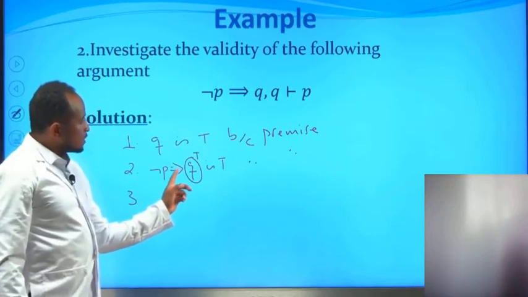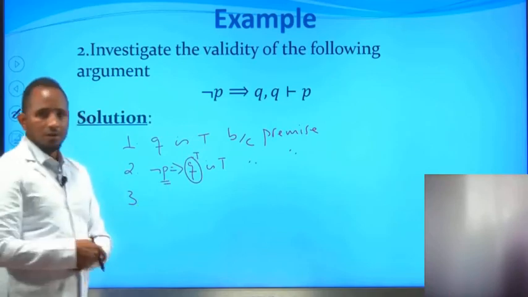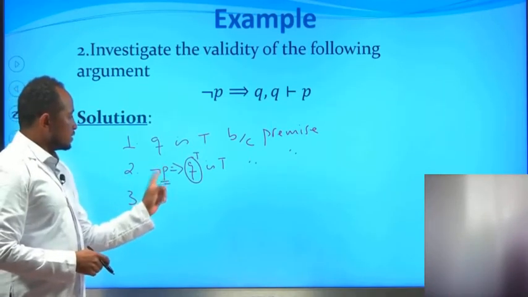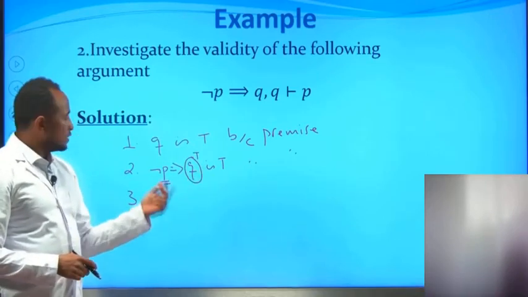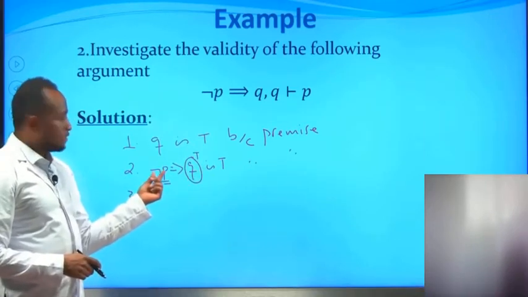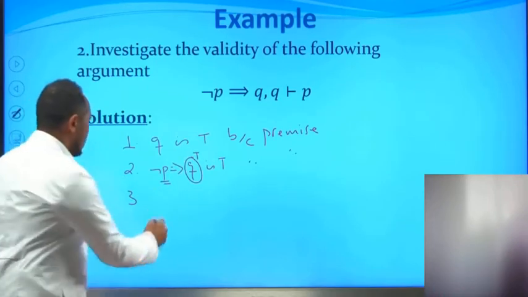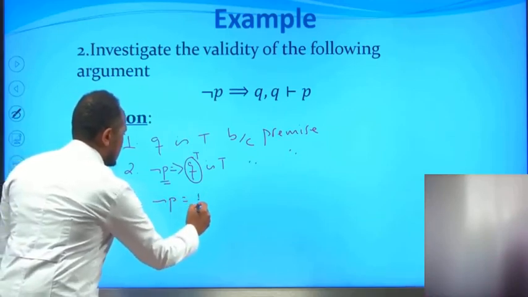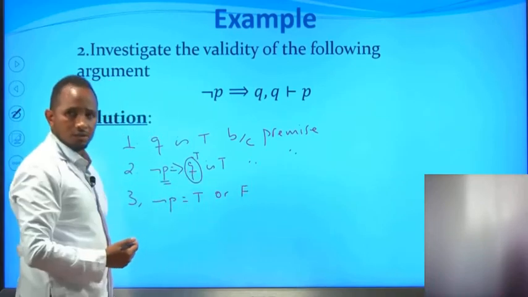Negation of P implies Q is also true. So what will be the value of this negation of P? If the negation of P is true, true implies true gives you true. If the negation of P is false, false implies true gives you true. So here, the negation of P can be true, or it can also be false.